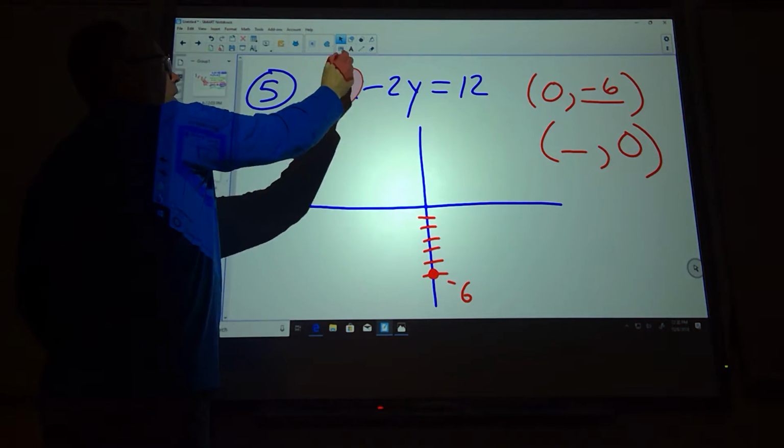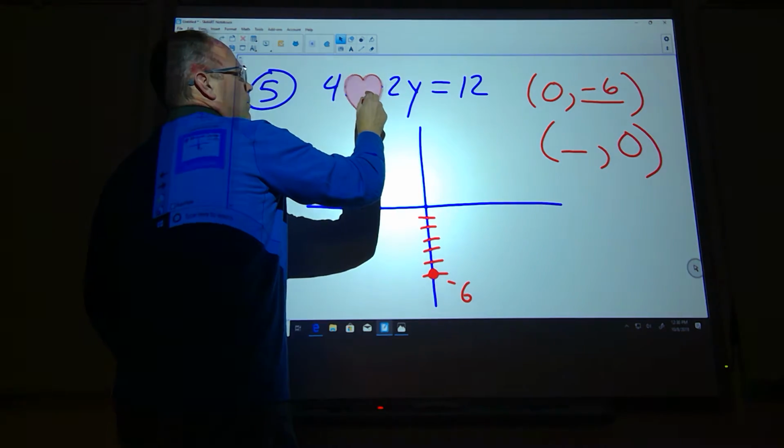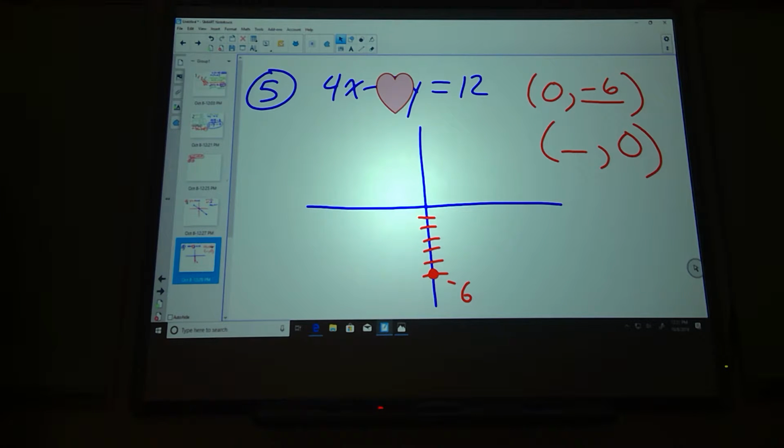All right, so then what is this value, x or y? So now I'm just going to move my heart right over here. I'm going to cover up as much as I can. So then I get 4 times x equals 12.